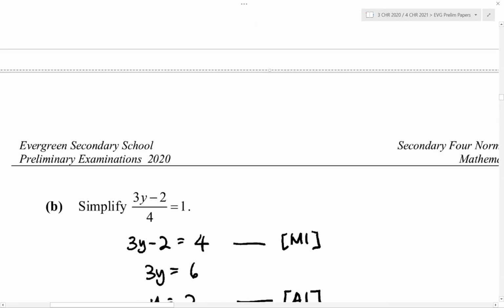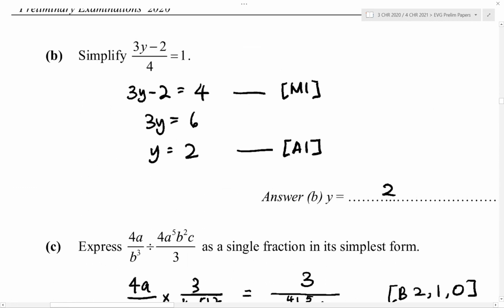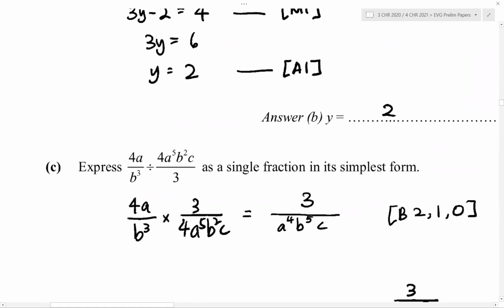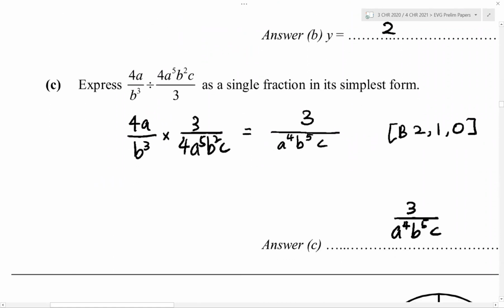Next one, part B. Page 4, part B. Check. Anybody needs me to go through? Yes, multiply over. Nobody? Then move on. Part C. Anybody needs help? Part C? Okay.